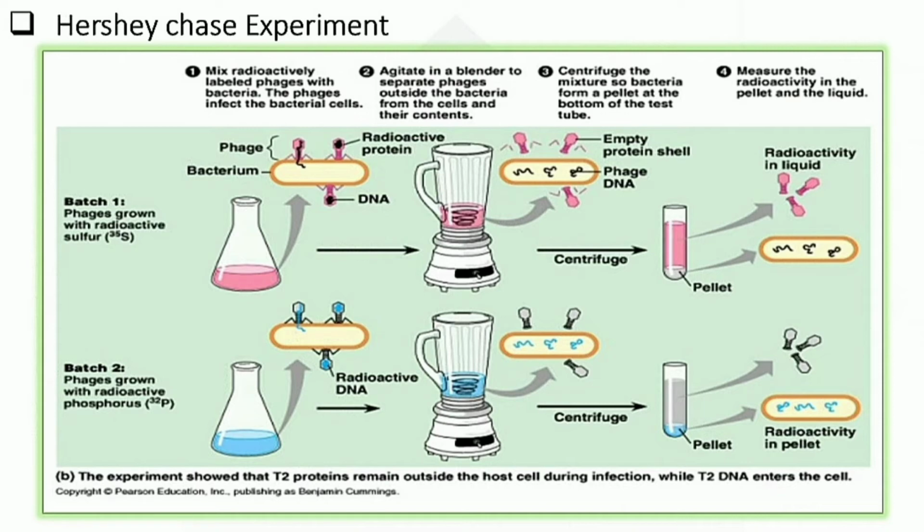What will be the result after this centrifugation? The bacterial cells will come to the bottom of the tube, and the phage particles will be in the supernatant. And now this supernatant was tested for radioactivity, and they found that radioactivity was present in the supernatant.